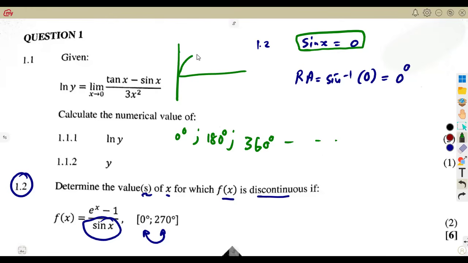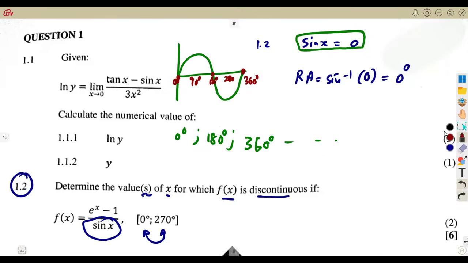We can even notice this from the graph of your sine. Remember, the graph of your sine is like this. This is at 0 degrees. This is 90 degrees, 180 degrees, 270 degrees, 360 degrees. At this point, 180, 0, 180, 360, the graph of sine will be equal to 0 on the horizontal axis. So these are the angles which correspond when sine of x is equal to 0.